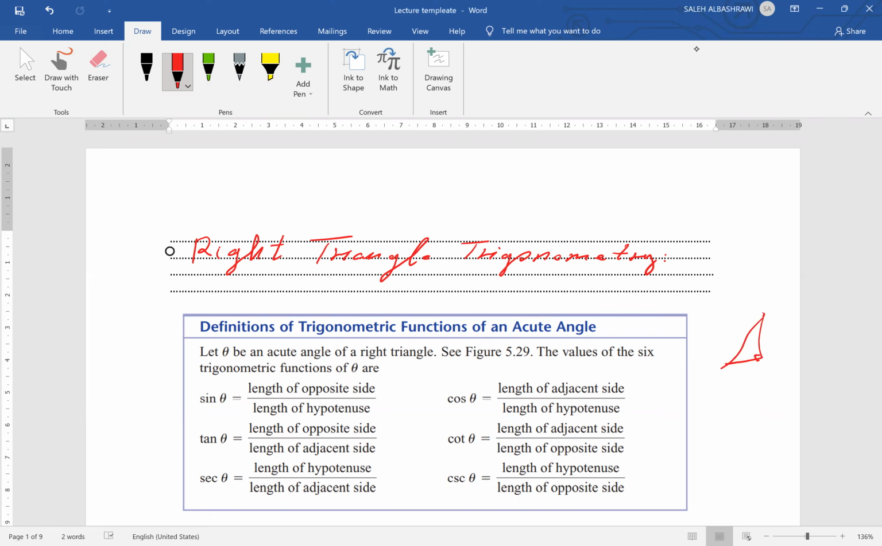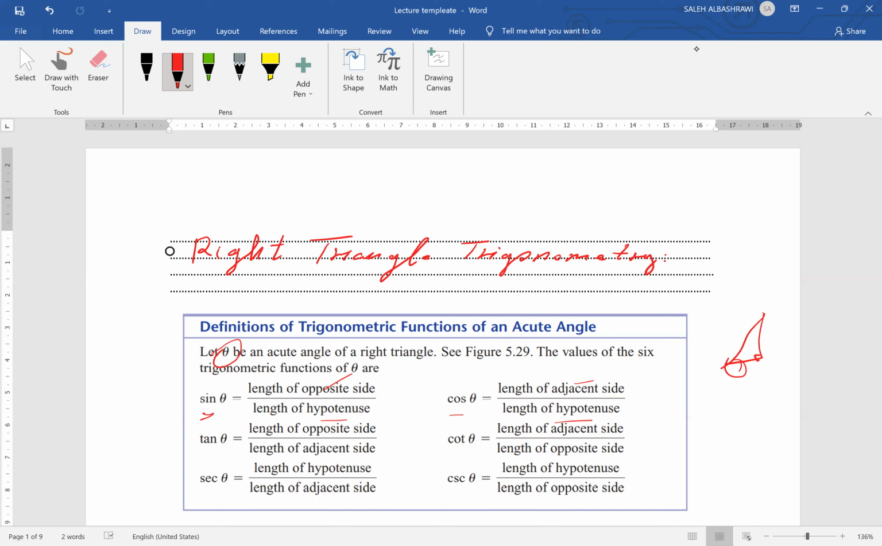And last time we defined the trigonometric functions to be the 6 ratios of the sides of the right triangle. If theta is an acute angle, not equal to 90, then we have 6 trigonometric functions of theta: sine theta, cosine, tangent, secant, cosecant, and cotangent. Sine theta is the opposite divided by the hypotenuse. Cosine theta is the adjacent divided by the hypotenuse.